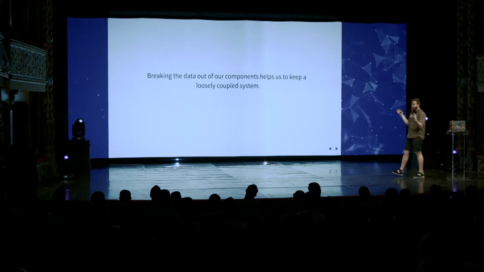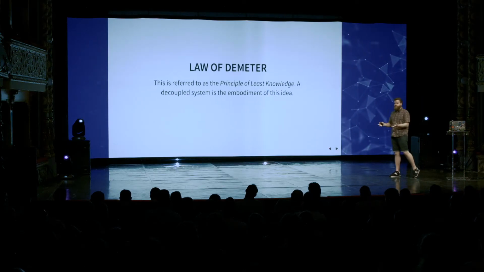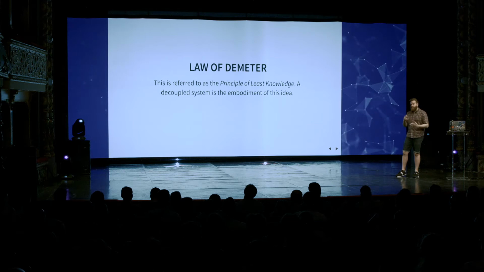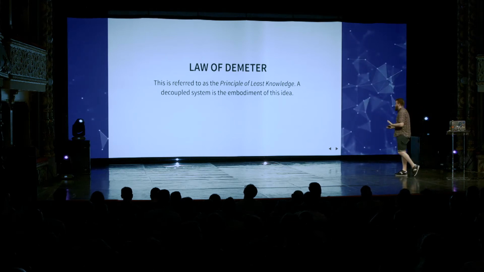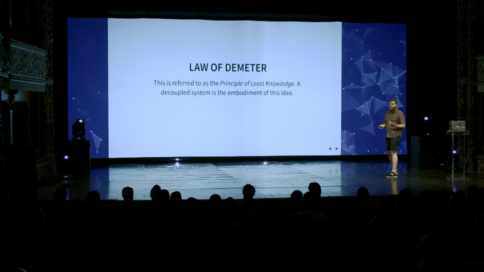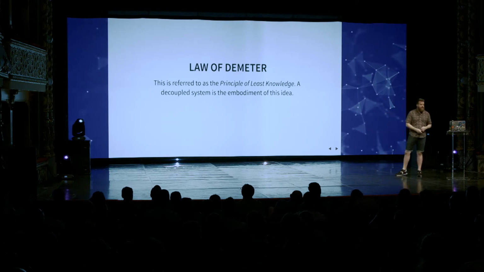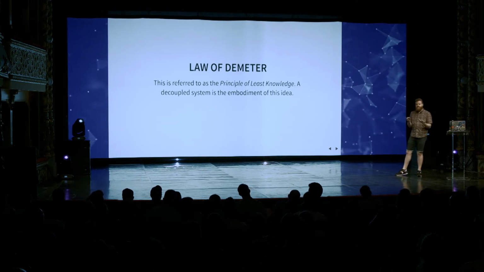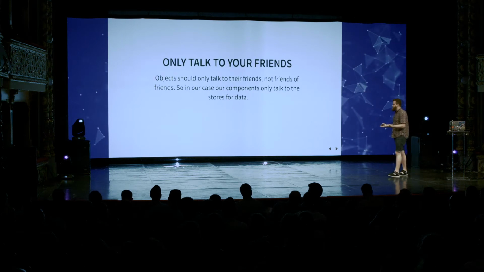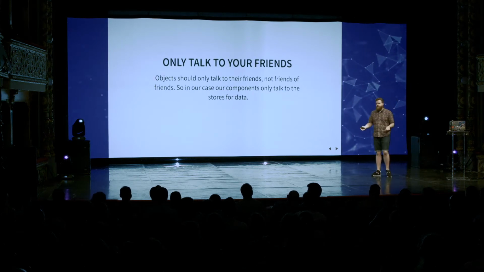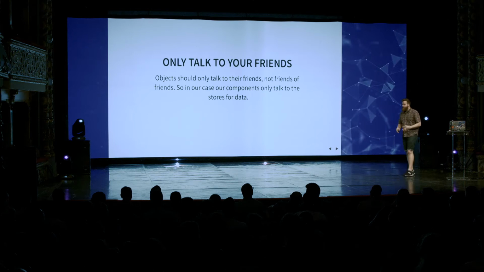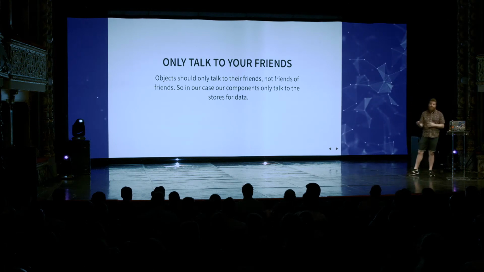Again, now we're getting to this idea of breaking out our data, and it helps us loosely couple our system. Instead of everything being tightly wound up together, we're breaking it apart a bit. So an interesting idea here is that now that we're looking into this more, this introduces the law of Demeter, also referred to as the principle of least knowledge. Basically, a decoupled system really embodies this idea. And I like this as a way to think about it. It's like only talk to your friends. So in that kind of system, objects should only talk to their friends and not their friends of friends.